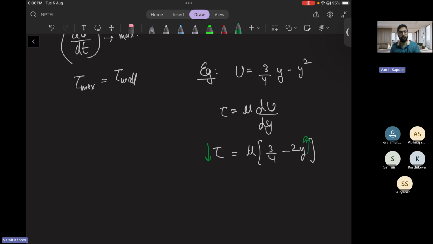Any doubts? No, sir. What about others? Abhiraj has also no doubt. Afroz? Simran? Suryansh? Do you have doubts? No, sir. Great. Okay, great. All right.